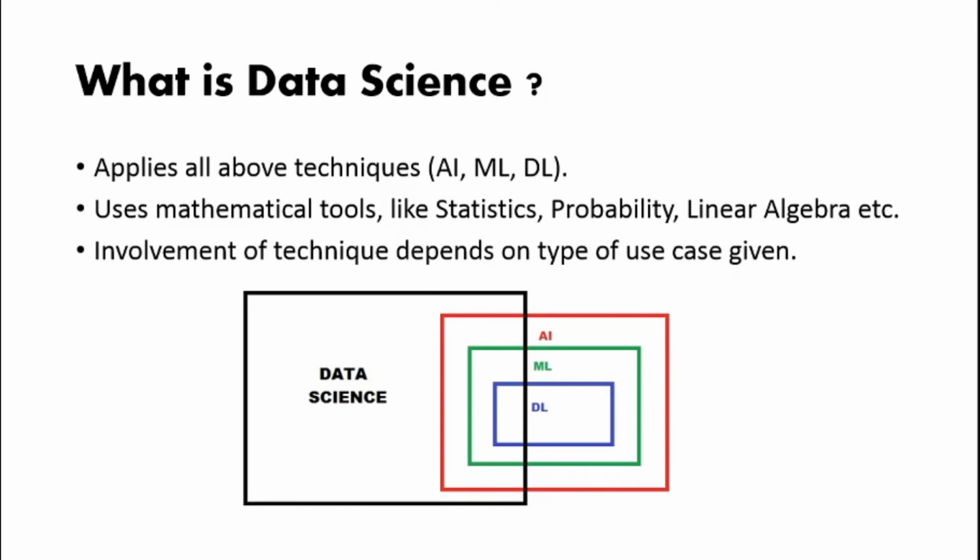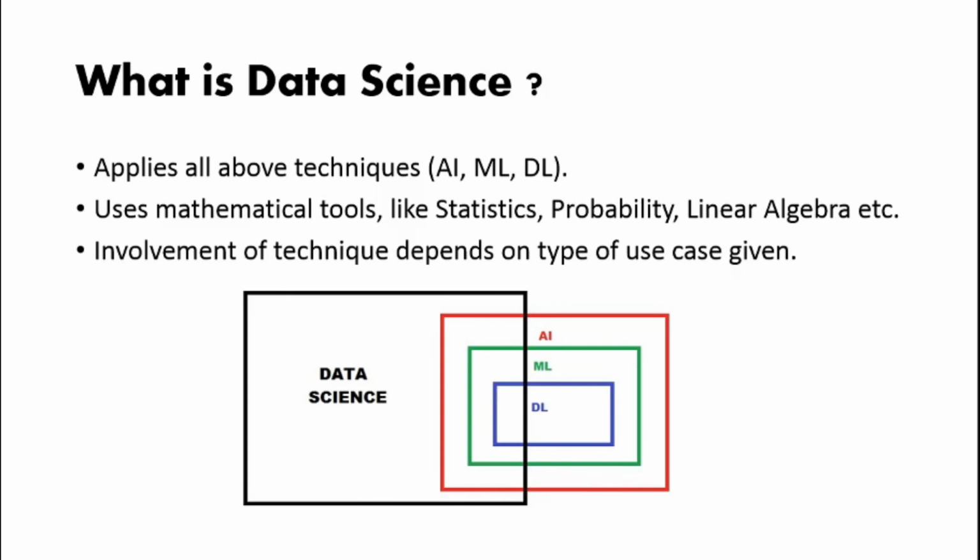In data science, you have mathematical tools like statistics, probability, linear algebra, calculus, and so on, right? The involvement of the techniques basically depends on the type of use case you are given. For example, you're given a project, and that project only requires you to use artificial intelligence and machine learning concepts. That's when you'll only take these. So you will have to do it according to the use case.